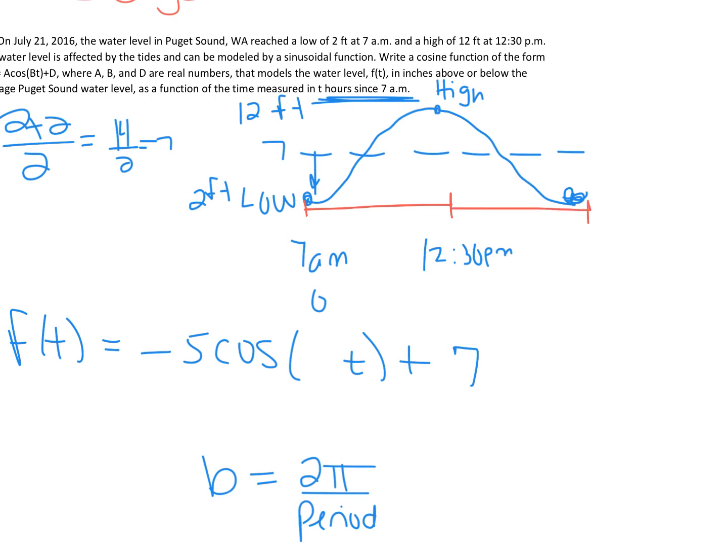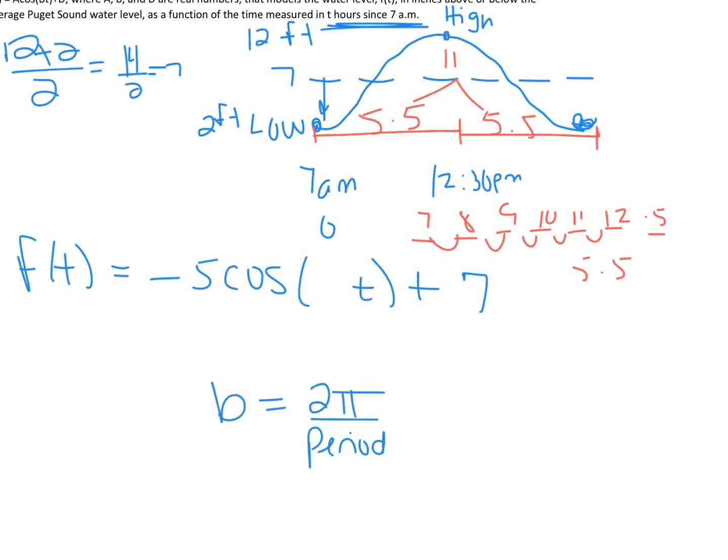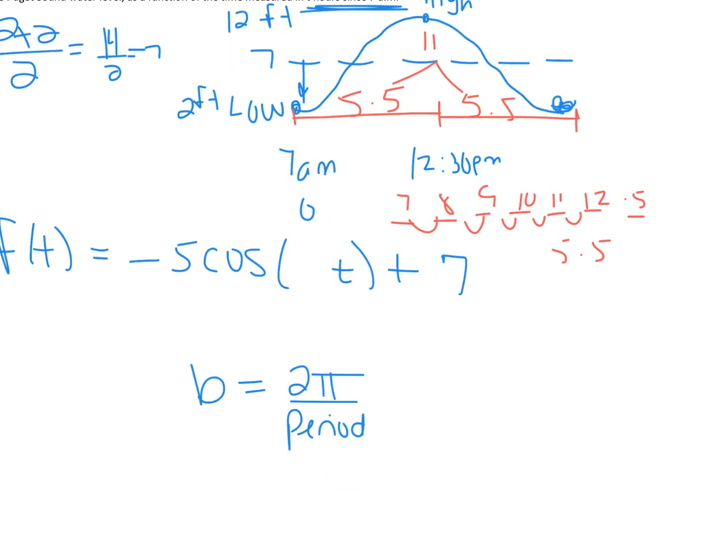7 a.m. to 12:30 p.m. So 7, 8, 9, 10, 11, 12. I'm a child, I need to see it out. 1, 2, 3, 4, 5, and then a half for 12:30. So 5.5 hours for half of this, and then 5.5 for this half. So together, we have a total of 11 hours, and that's your period. So 2 pi over period would be 2 pi over 11, and there you go.